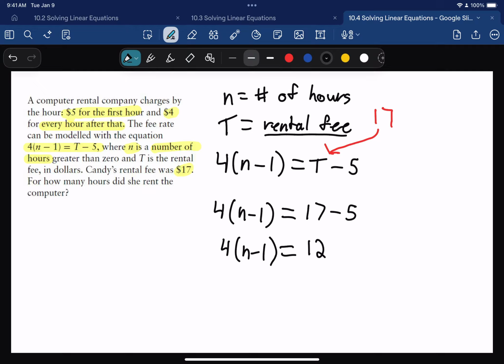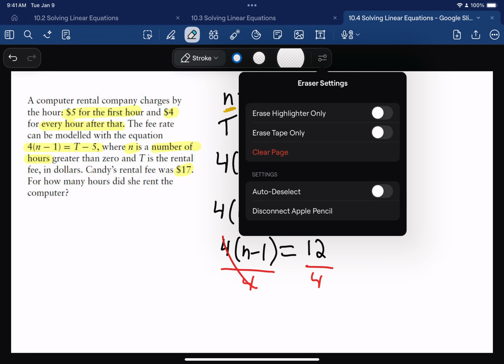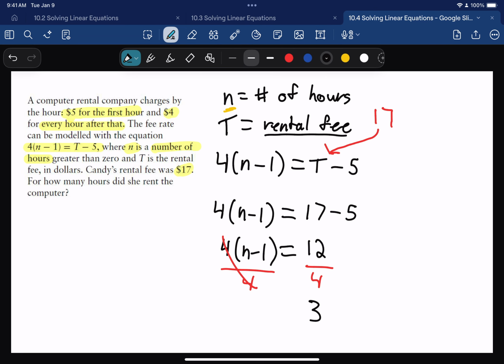Now we can solve for the number of hours, which is n. Let's divide first. Divide by 4. 12 divided by 4 is 3, equals n minus 1. Since we're subtracting 1, we need to add 1, and we need to add 1 to this side because we always have to do the same on both sides. Cancel that out. So n is equal to 3 plus 1, or n is equal to 4. So she rented the computer for 4 hours.